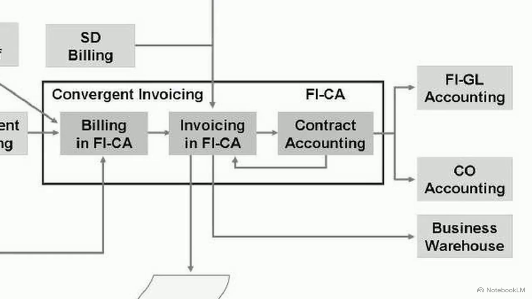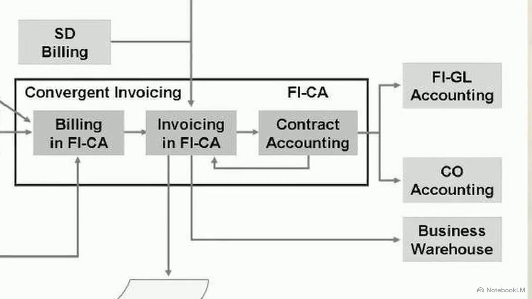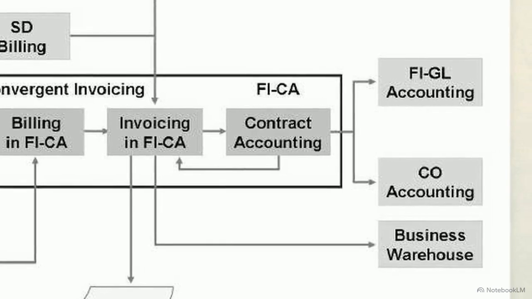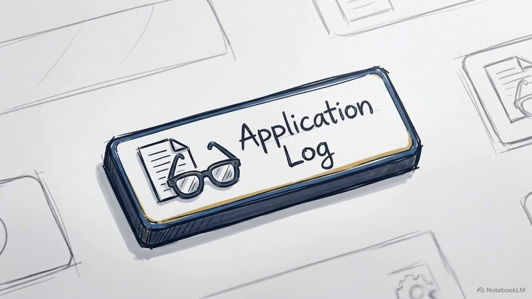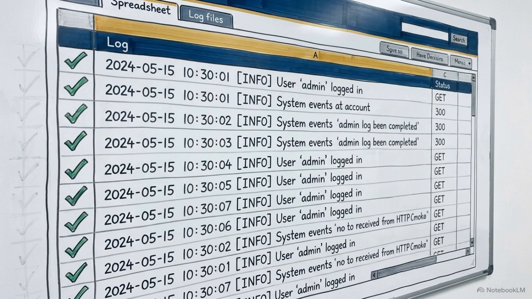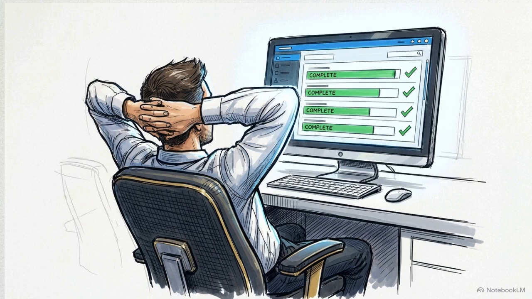This schematic shows the backend. The Invoicing in FICA block routes data simultaneously to Contract Accounting and FIGL Accounting. During this process, the system generates a single reconciliation key to summarize totals, closing it the moment parallel jobs finish. Once the run completes, click into the application log to verify that the job finished cleanly without any critical red errors. This execution phase shifts your role. You move from actively configuring the job to passively verifying the automated system output.